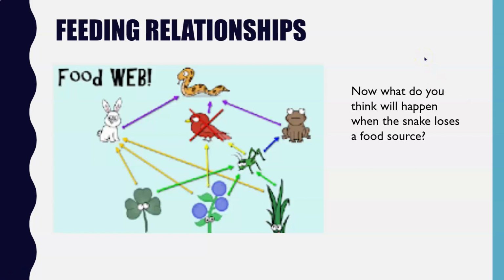Now, what do you think will happen when the snake loses a food source? If we take the birds out of the snake's diet, it's going to start eating more rabbits and more toads in order to balance its diet out. So you're going to start noticing maybe grasshoppers gaining a little bit of population increase, and also maybe the plants will have some population increase because the bird's not going to be eating the berries. So the berries are going to increase, and then if the snake is eating more rabbits and more toads, then you're going to see an increase in the bottom plants and animals.